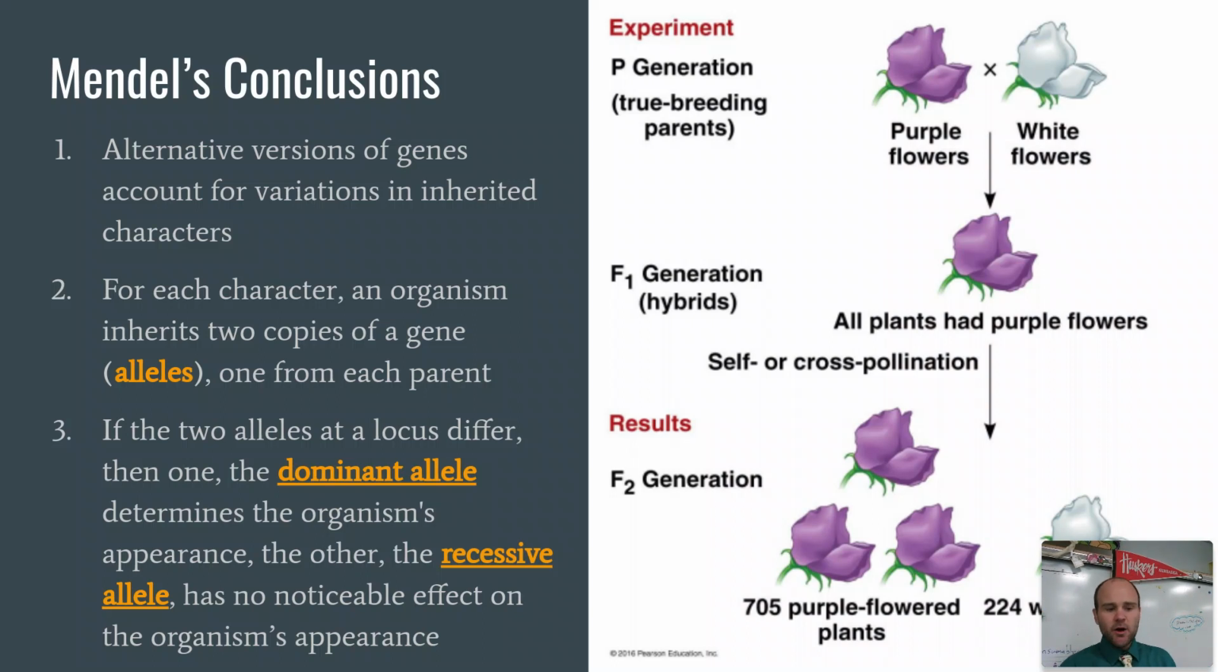If the 2 alleles at a locus or a gene differ, then one, the dominant allele, will determine the organism's appearance, and the other, the recessive allele, has no noticeable effect. So when we have purple and white flowers mixing and all the offspring are purple, we know that purple is dominant. And so these offspring are getting a purple allele and a white allele. But the white allele isn't showing up, which means purple is dominant. Then when we cross them again, we get mostly purple, but we get some white. And we'll see in the next unit kind of how that shakes out, why that is the way it is.